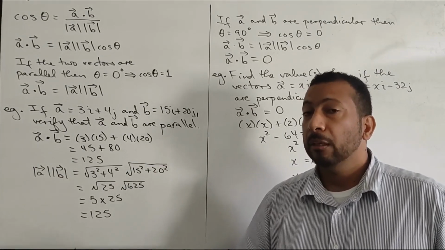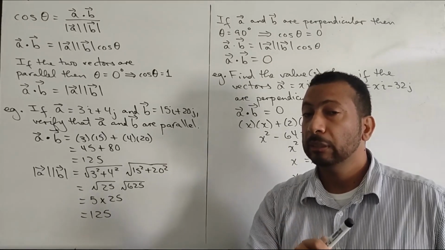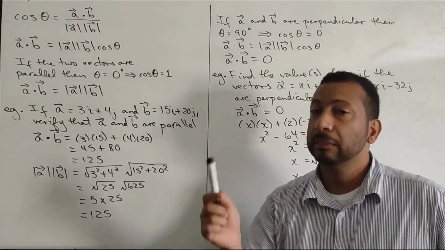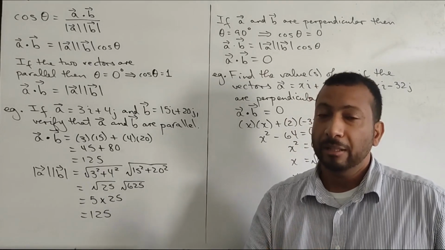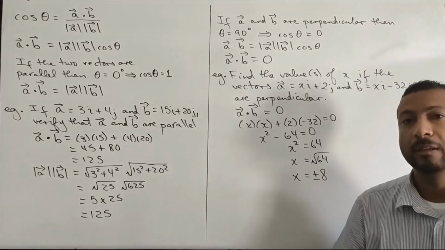Keep in mind that it works both ways. If you find the dot product and you find the product of the magnitudes and they work out to the same number, then that means that they are parallel, and vice versa. If they are parallel, then the dot product will be equal to the product of the magnitudes.